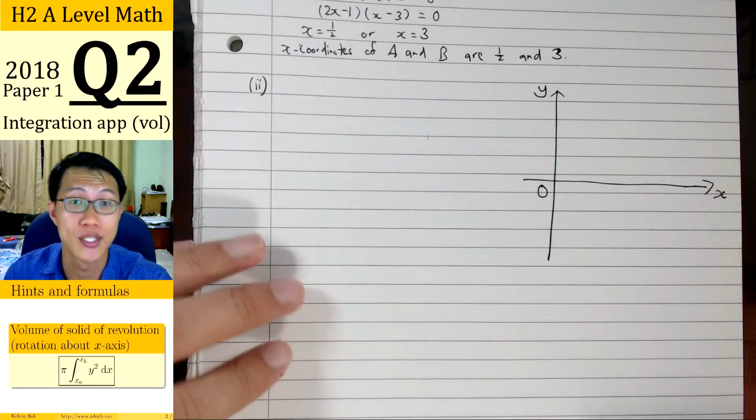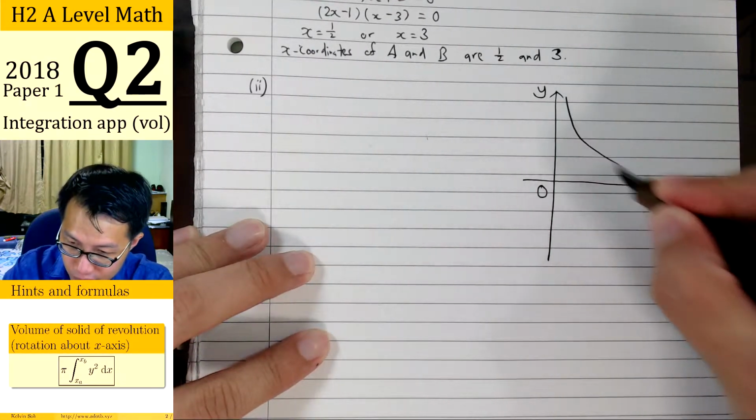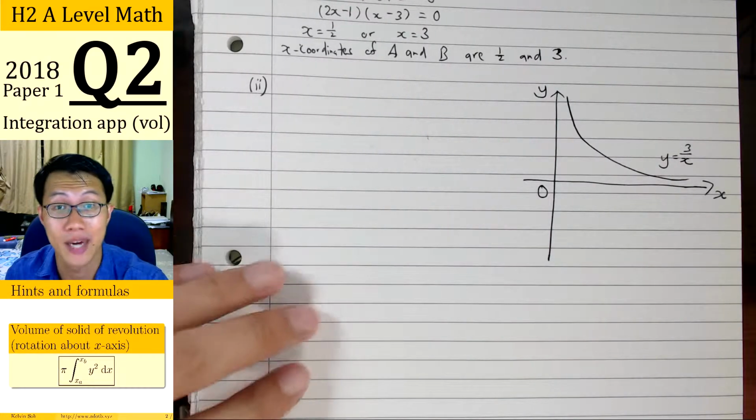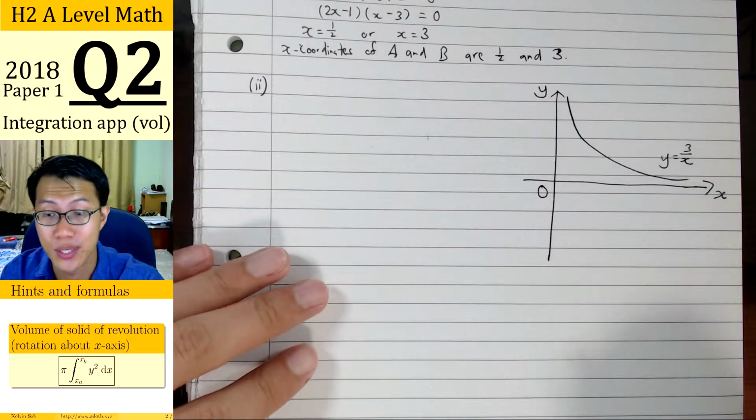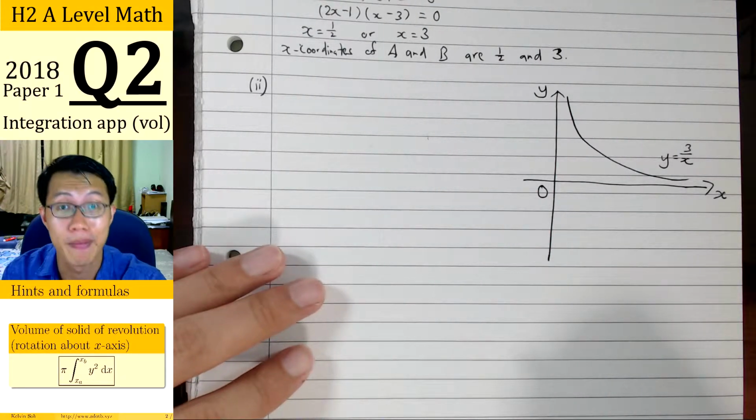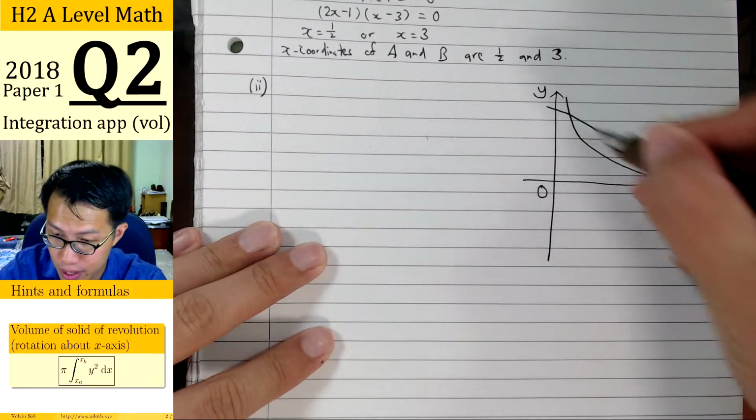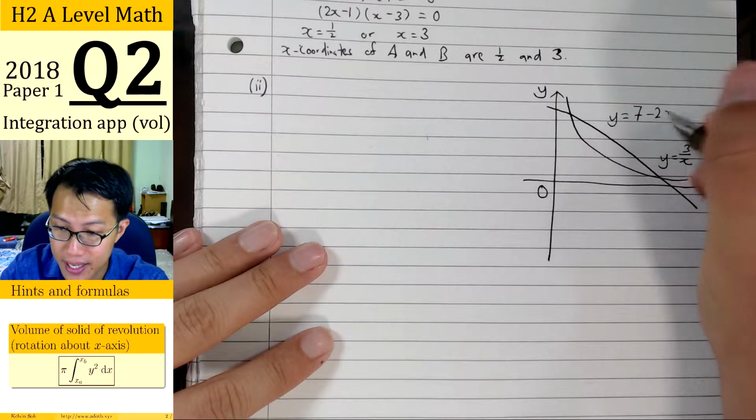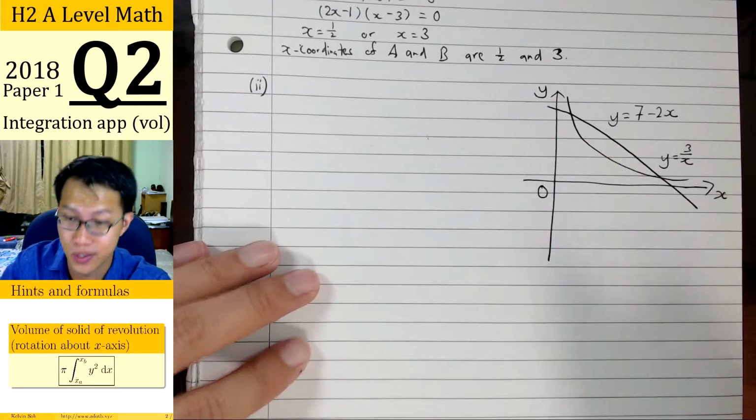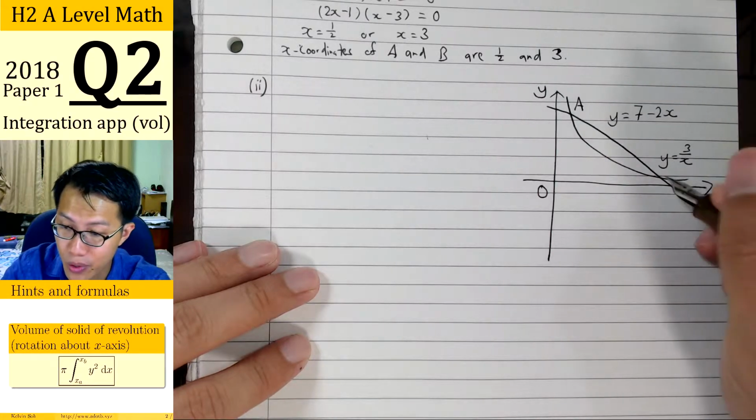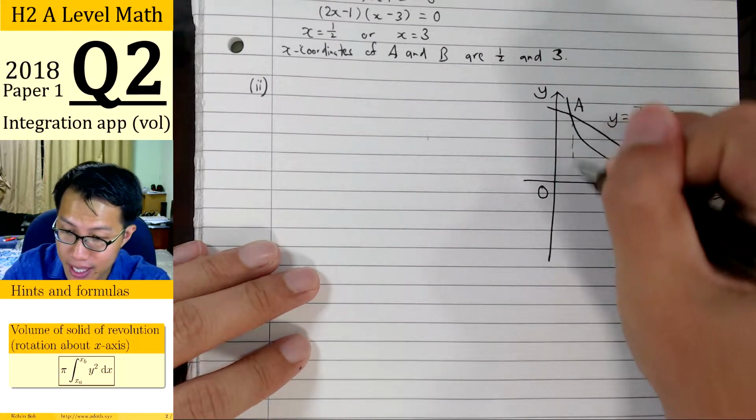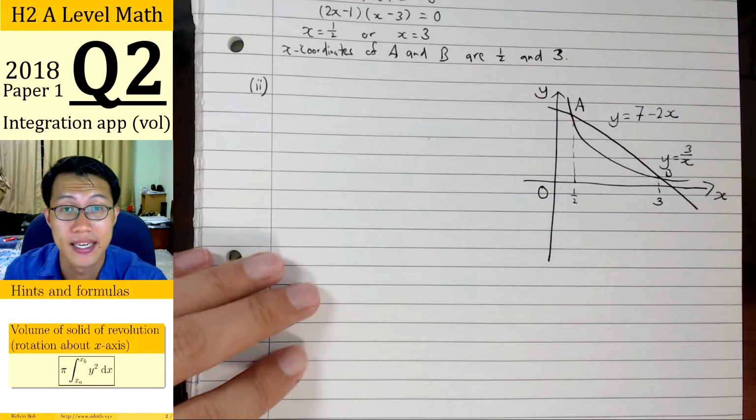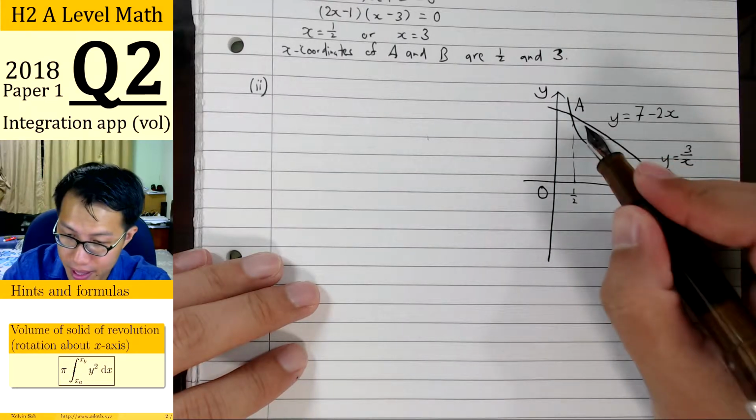Okay, we can use our GC to help us, but this is the graph of y equals to 3 over x with asymptotes as the x and y-axis. And the equation y plus 2x equals 7, we can rearrange it to get y equals to 7 minus 2x. So that is a straight line equation. In part 1, we found where they intersect. So the first point over here, let's call it A, and the second point over here, let's call it B. They intersect at the x-coordinates of half and 3. And the area between the line and the curve is given by this area over here.